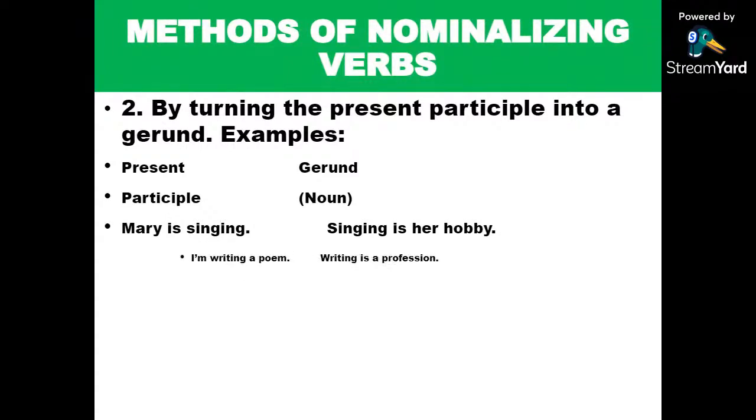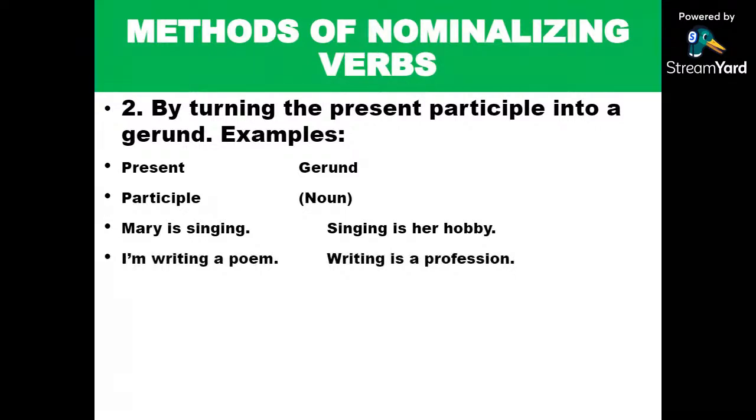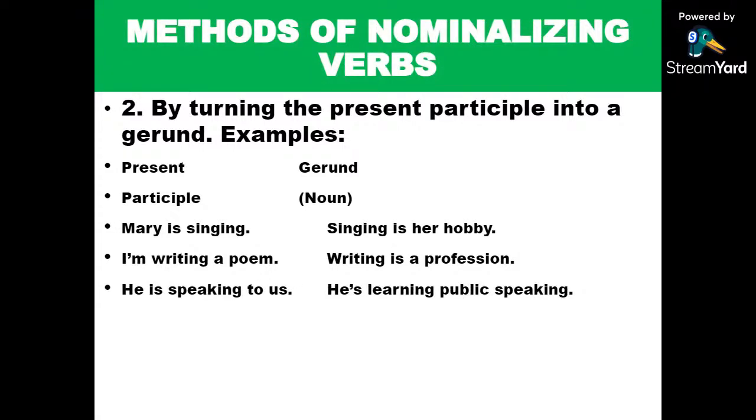I am writing a poem. Writing is used as a verb here, but if we turn it into a noun, we use it as the subject of the following sentence. Writing is a profession. He is speaking to us. Speaking is a verb here. He is learning public speaking. Speaking is used as a noun.